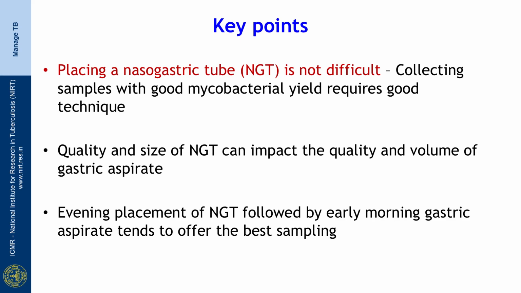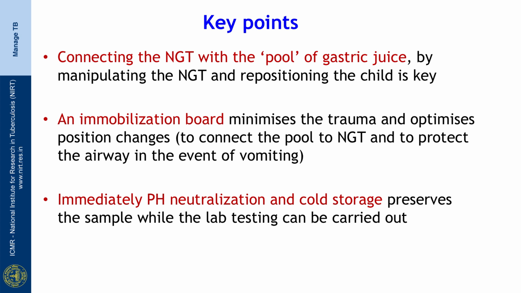The key messages include: placing a nasogastric tube is not too difficult. However, collecting samples with good mycobacterial yield requires a good technique. The quality and size of the nasogastric tube can impact the quality and volume of the gastric aspirate. Evening placement of the nasogastric tube followed by early morning gastric aspiration tends to offer the best sampling. Connecting the nasogastric tube with a pool of gastric juice by manipulating the tube and repositioning the child is the key to this procedure.